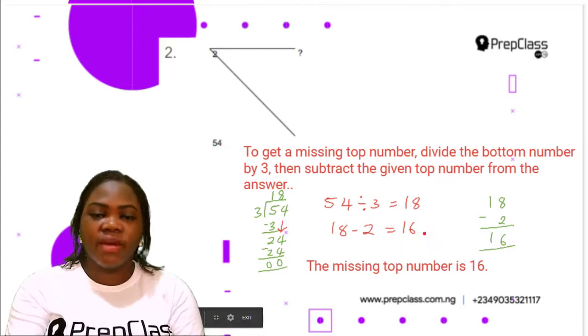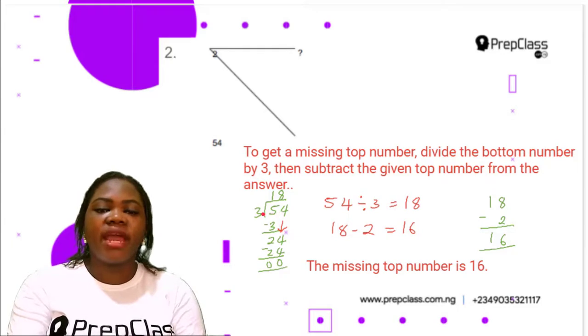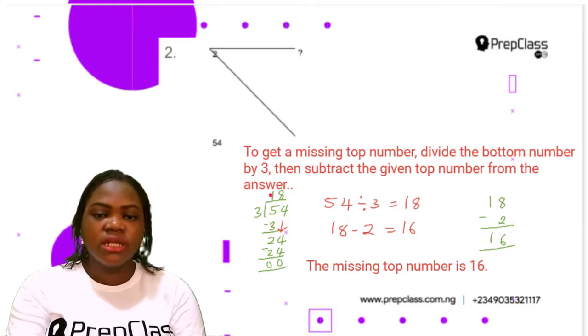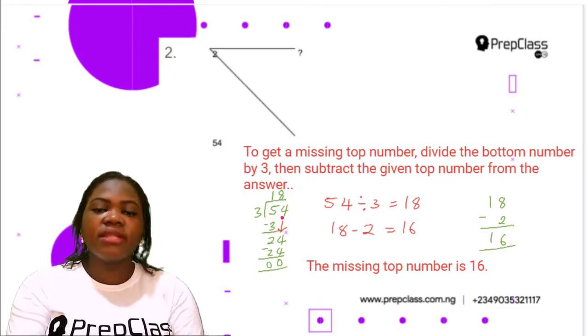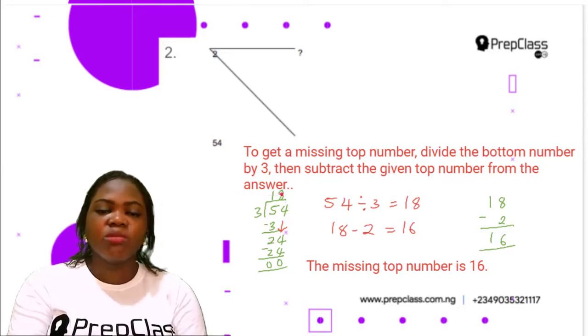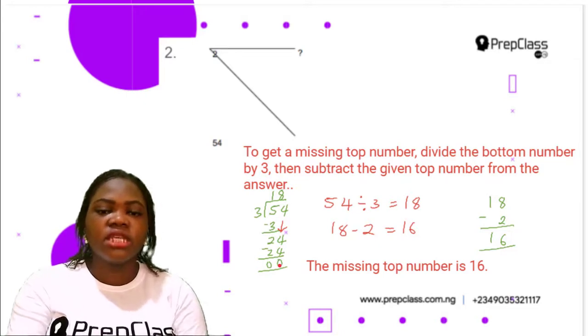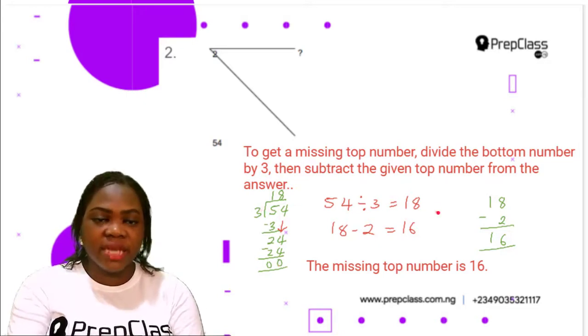So 54 divided by 3 can be done here. 5 divided by 3 is 1. Then 1 times 3 is 3. Then 5 minus 3 is 2. Then bring down the next digit, which is 4. 24 divided by 3 is 8. 8 multiplied by 3 is 24. 24 minus 24 is 0. So this means that 54 divided by 3 is 18.